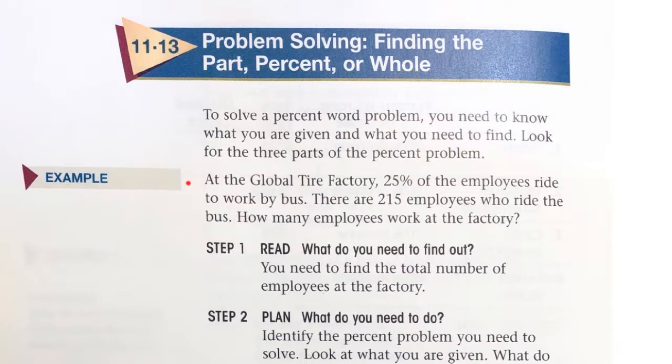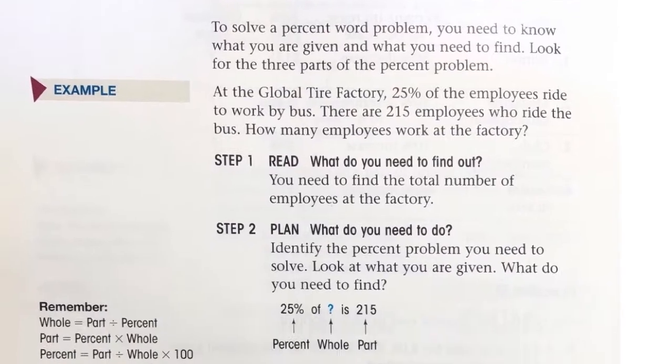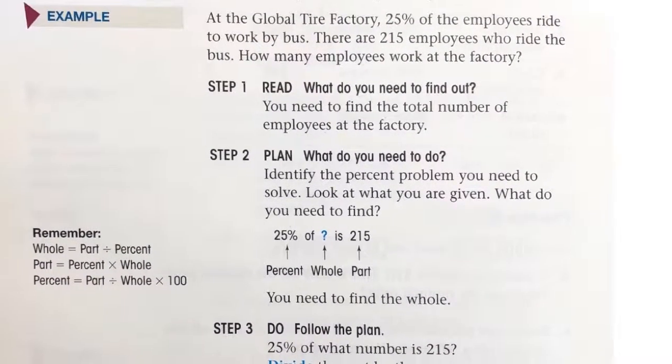For example, at the Global Tire Factory, 25% of the employees ride to work by bus. There are 215 employees who ride the bus. How many employees work at the factory? So step one, always read the word problem. Well, what do we need to find out? We need to find out the total number of employees at the factory, right?